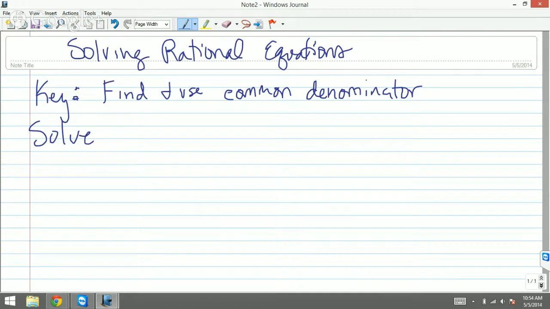Okay, so here's a rational equation. Hold on, I think that should be an equals. Yep. We can't cross multiply here because of that plus 1 there. If there was no plus 1, we could cross multiply. But I'm not that nice.